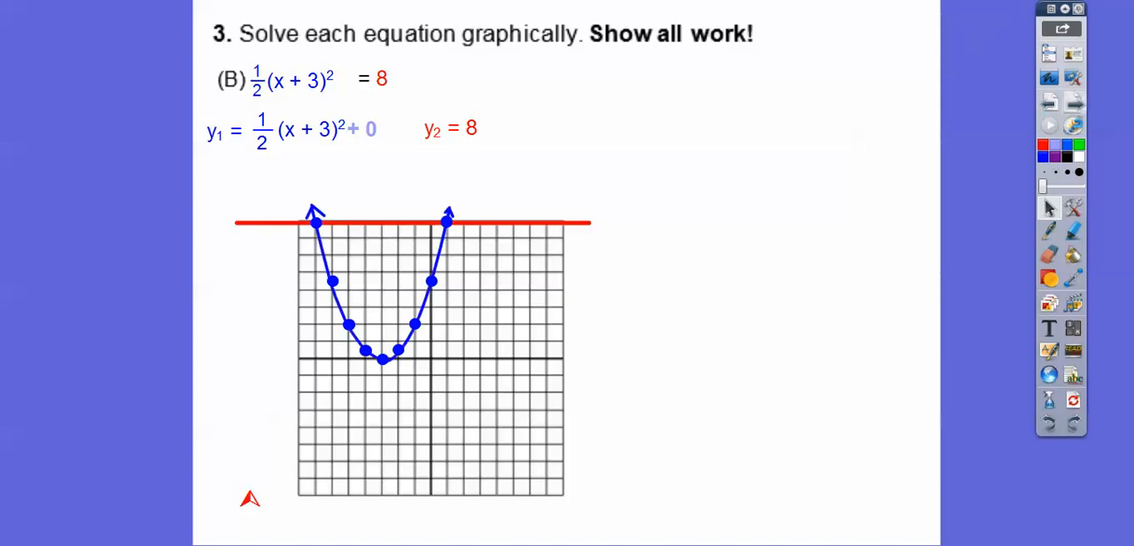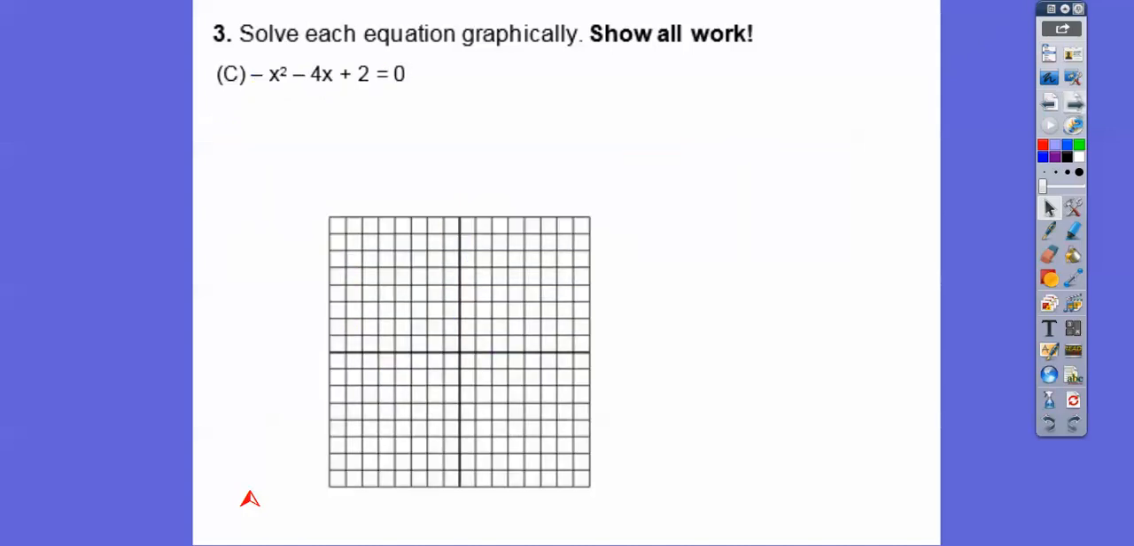The right side is that horizontal line. They intersect way up there. What are the x values? X equals -7 or 1. All right. Okay, this one, same thing.